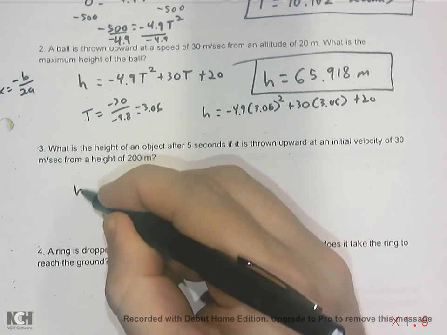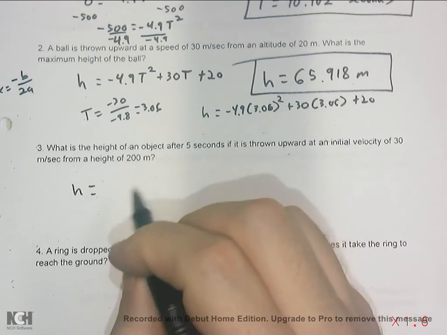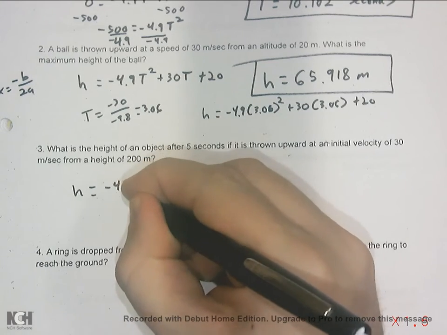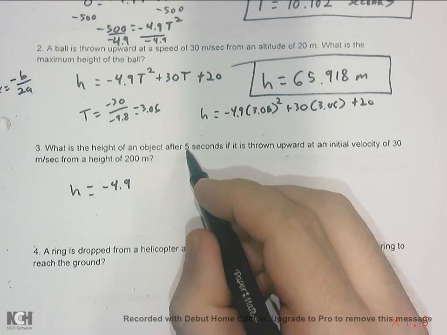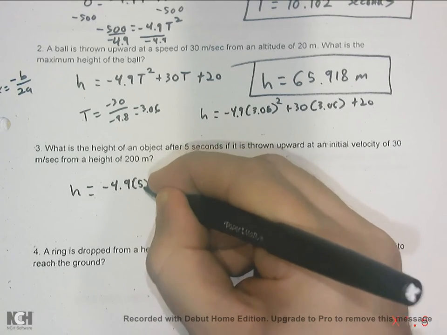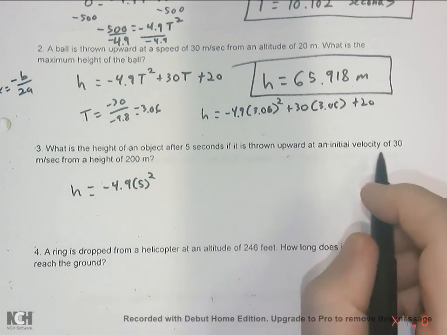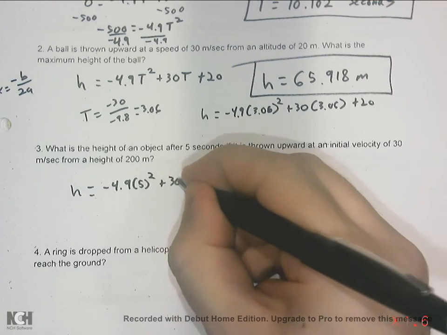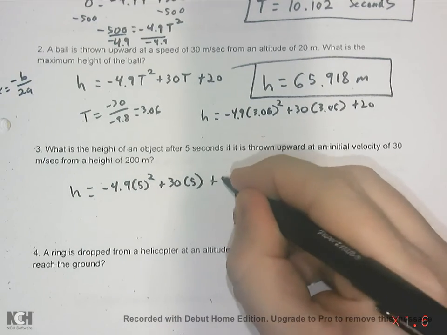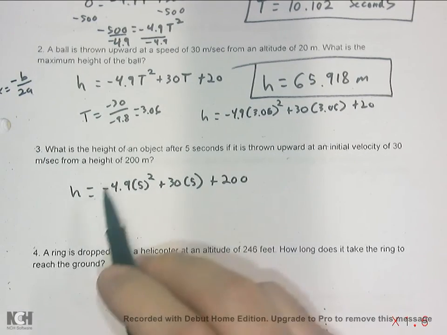So height is going to equal, and it's going to be in meters, so negative 4.9, and it's going to be after 5 seconds. So I'm going to replace the t with 5. So 5 squared, and then the initial velocity is 30, so plus 30 times 5, and then the initial height is 200, so plus 200, and then I just solve that.